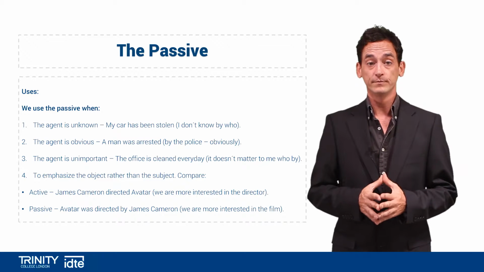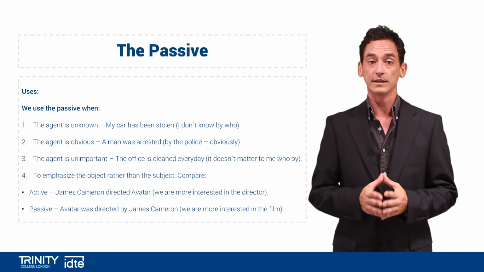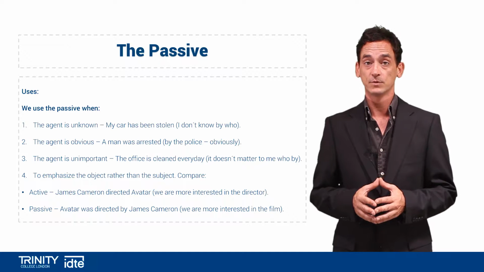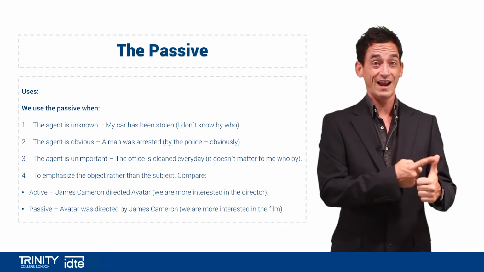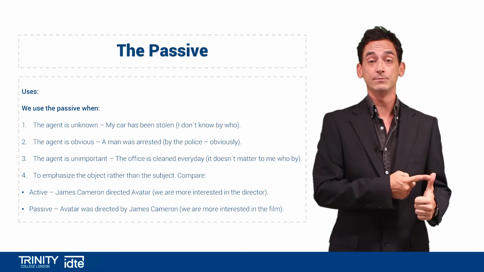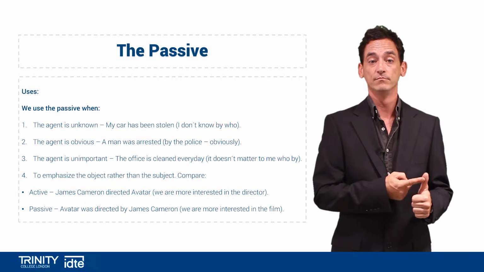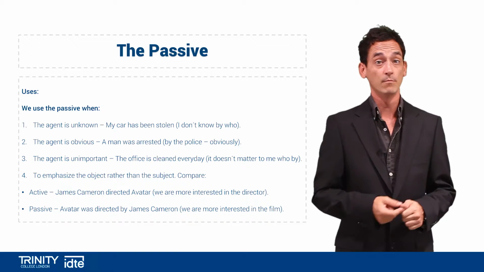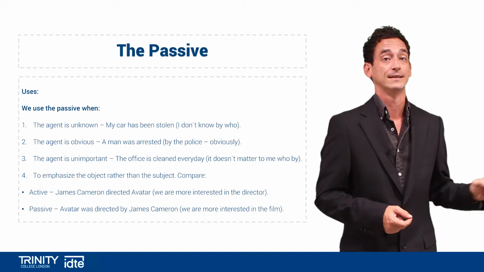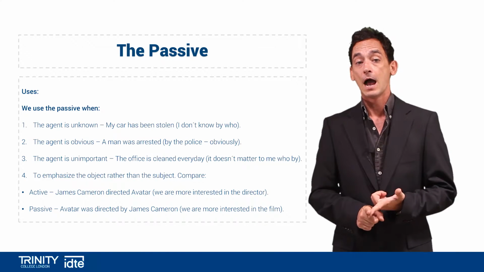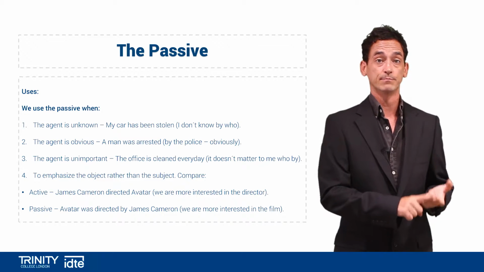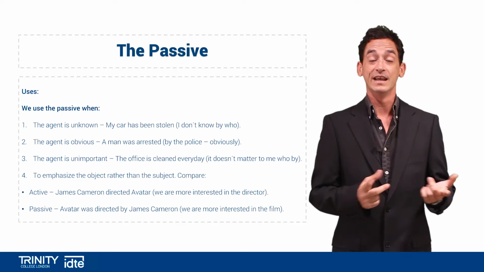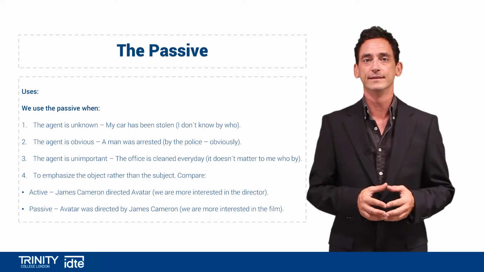And number 4, to emphasize the object rather than the subject. So let's compare these two sentences. Firstly, an active sentence. James Cameron directed Avatar. So in this case, we are more interested in the director. And now in the passive, Avatar was directed by James Cameron. In this case, we are more interested in the film.